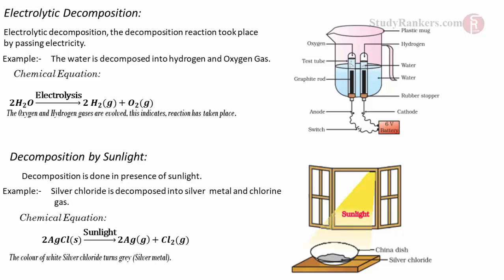Here is the balanced chemical equation for the reaction. 2AgCl(s) in presence of sunlight gives 2Ag(s) and Cl2 gas is released. The white color of the silver chloride turns grey due to formation of silver metal. This reaction is used in black and white photography.